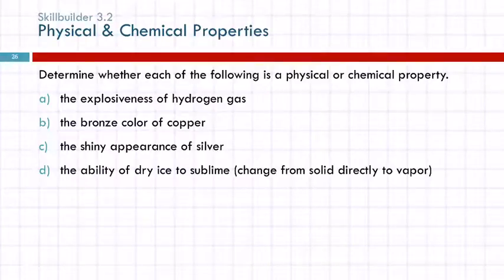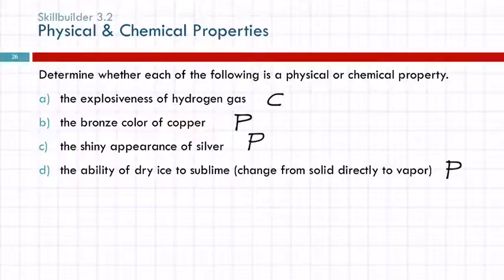Okay, determine whether each of these is a physical or a chemical property. The explosiveness of hydrogen gas. Chemical or physical? Chemical. If you explode hydrogen gas, it's not hydrogen gas anymore. The bronze color of copper. That's physical. You can observe that without changing the copper. How about the shiny appearance of silver? Physical. How about the ability of dry ice to sublime, which means it goes directly from a solid to a vapor without melting? That's physical.